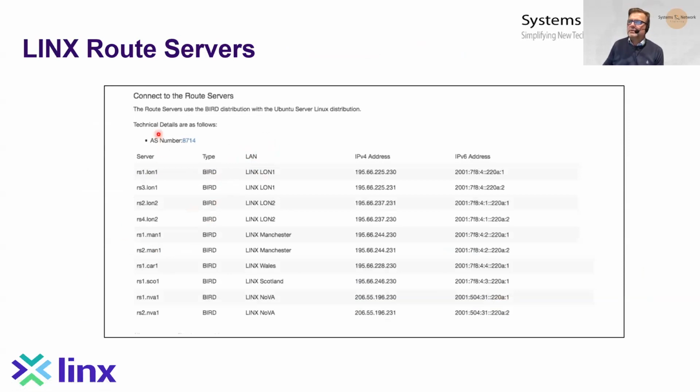You can see here that in LINX, they use a common autonomous system, which is number 8714. So all of their route servers that are connected to all of their member peers in their internet exchanges, they're all connecting to the route servers that they have, which are on a common autonomous system here of 8714. And that exists across all of these different locations that we saw before.